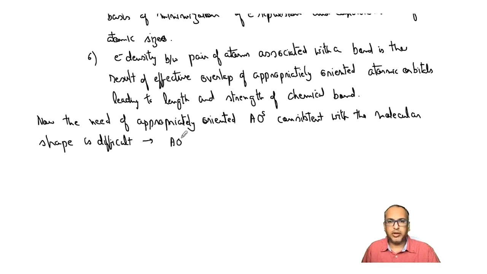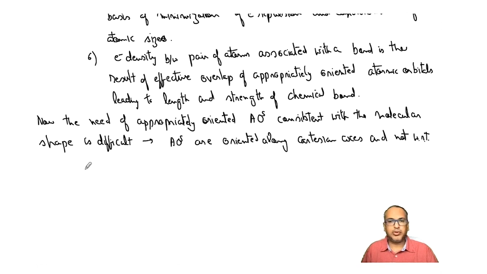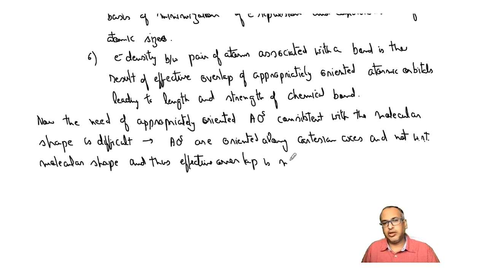This is because atomic orbitals are oriented along the Cartesian axis, and not with respect to molecular shape, and thus effective overlap is not possible.